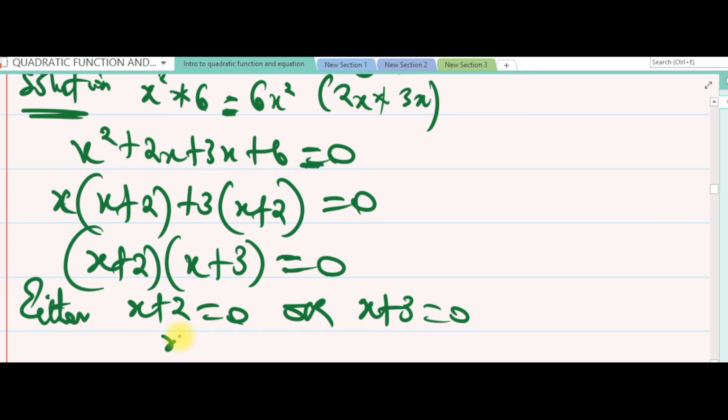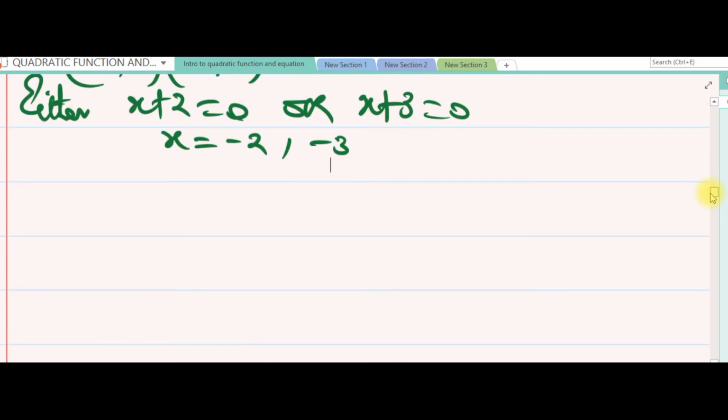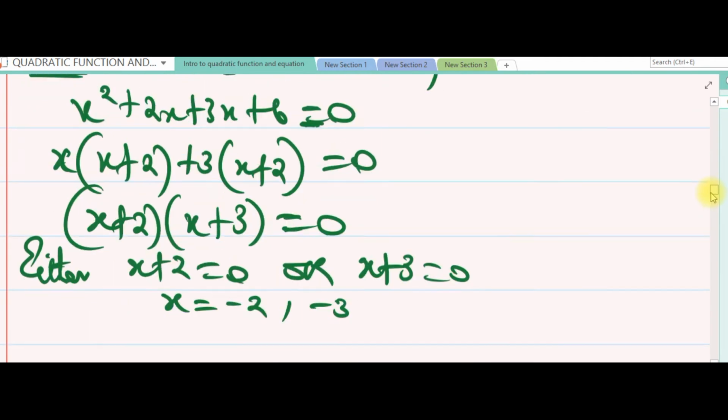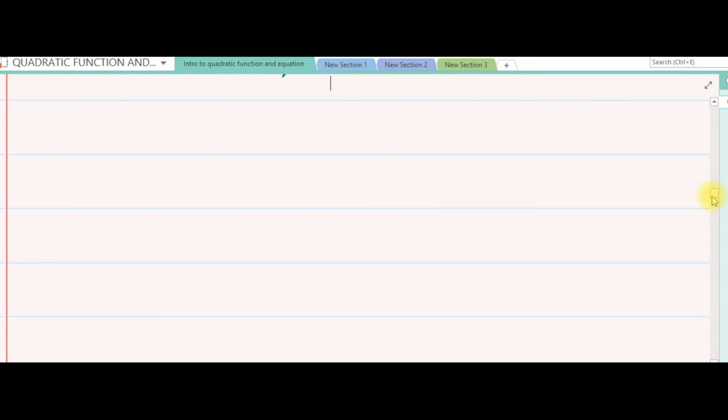So making x the subject of the formula, x equals -2 and -3. So these are the only numbers that, if you substitute into this equation, the answer is 0. Among all the numbers in this world, it's only these 2 that will satisfy this. So it's very, very important.